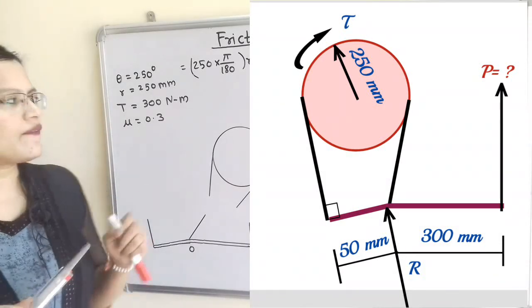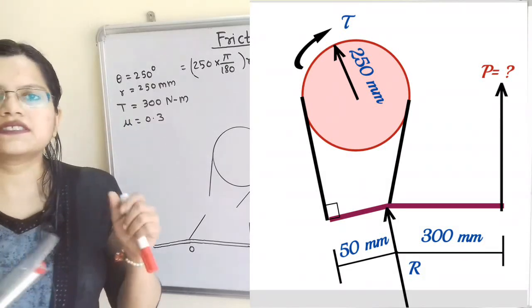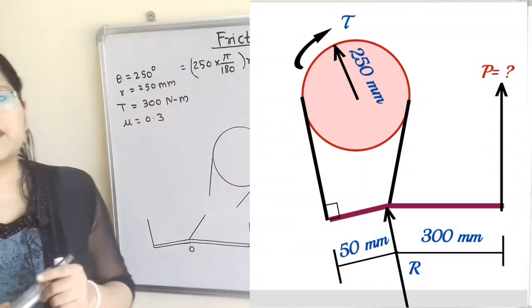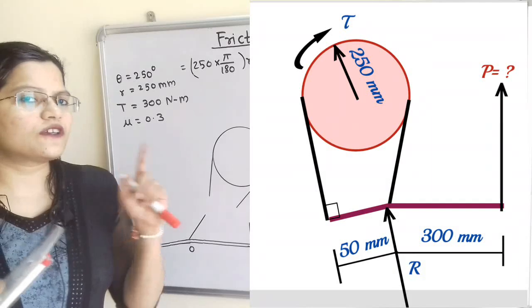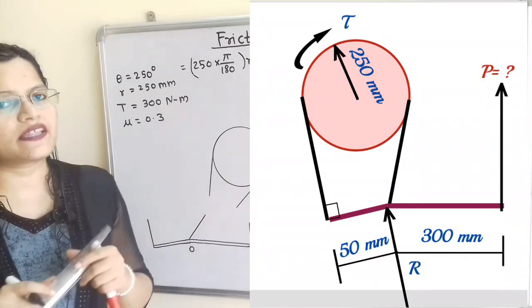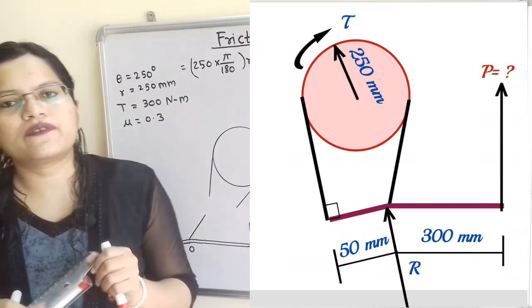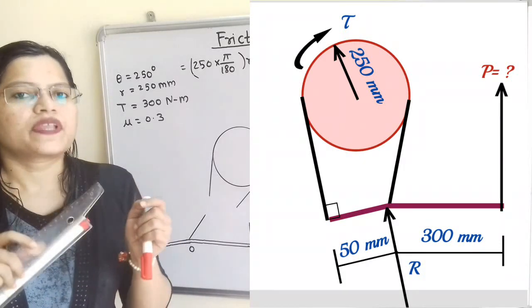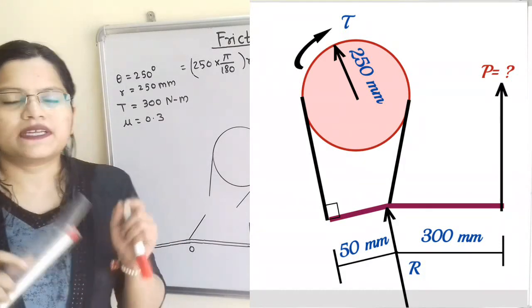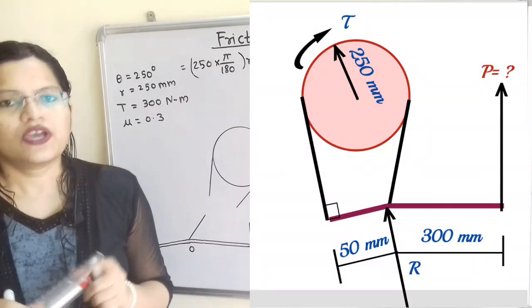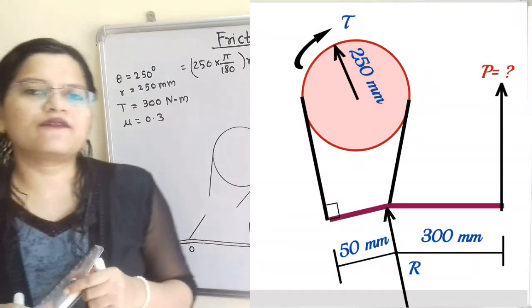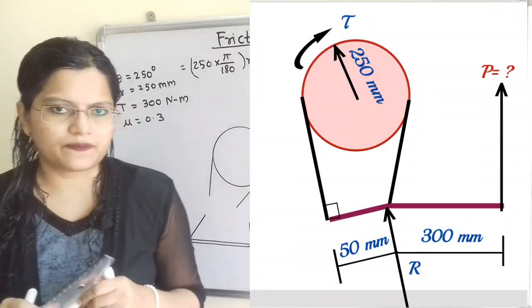Torque is also given, which is applied on this system. It is 300 Newton meter. Now if we observe the direction of torque in the diagram, it is given in clockwise direction, and the coefficient of friction between the brake band and brake drum is given as 0.3. We have to find out the applied force P on the lever.